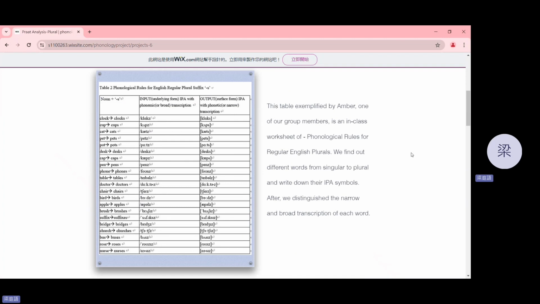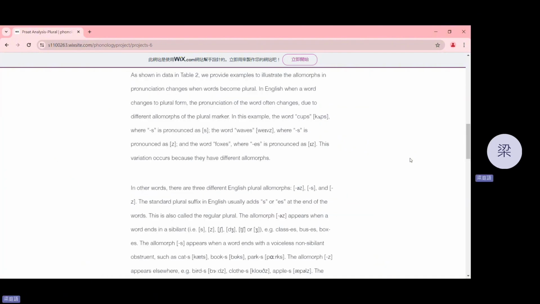On the left side is Table 2, phonological rules for the English regular plural suffix s. This is an in-class worksheet of phonological rules for regular English plurals. We find different words from singular to plural and write down their IPA symbols. After that we distinguish the narrow and broad transcription of each word. As shown in Table 2, we provide examples to illustrate the allomorphs in pronunciation changes when words become plural.